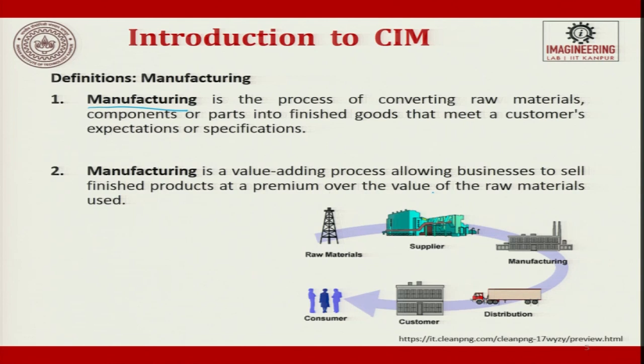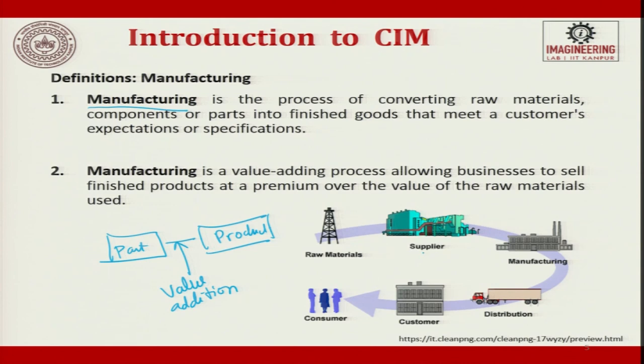So you have a part, you convert that part into a product, and here you do something called value addition. So this is what we are talking about. You look at it: raw material goes to a supplier, supplier to manufacturing, manufacturing to distribution, distribution to customer, customer to consumer. The distribution gives to a customer, and generally the customers are called consumers.